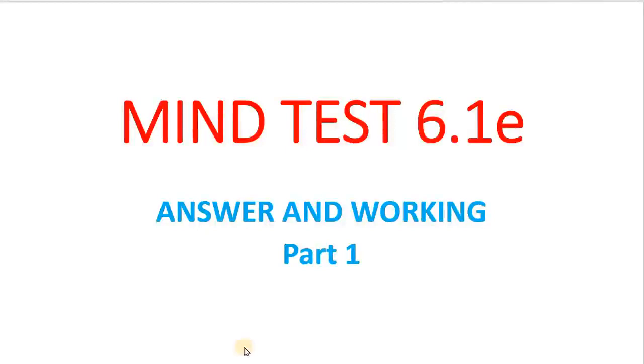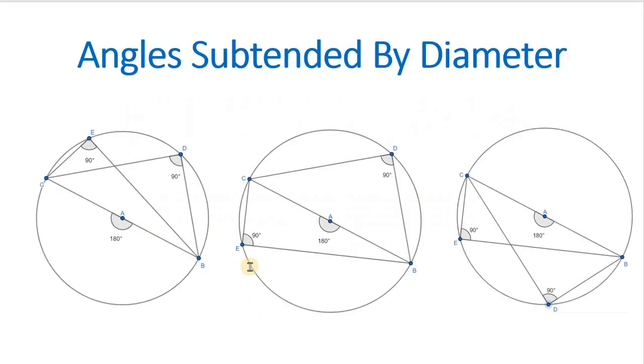Now we're going to see the answer and working for my test 6.1e. This exercise involves another concept: the angle subtended by a diameter on the circumference will always equal 90 degrees. So we're going to see the first question.